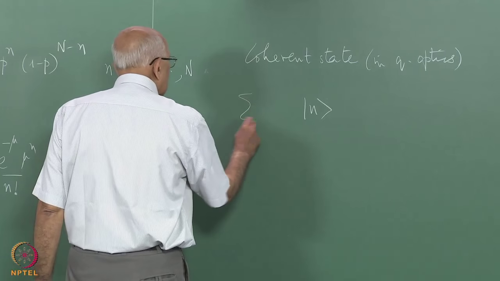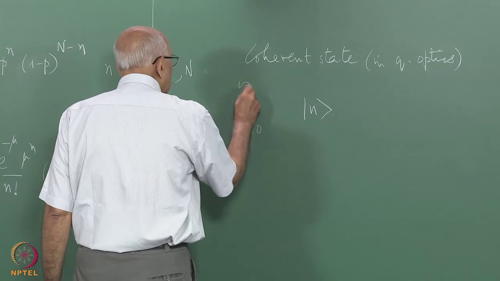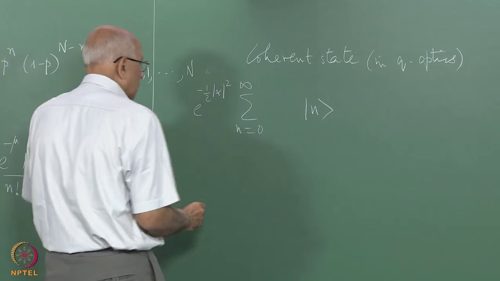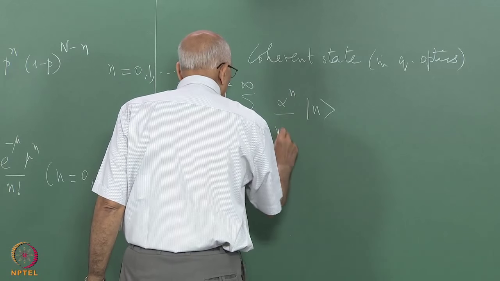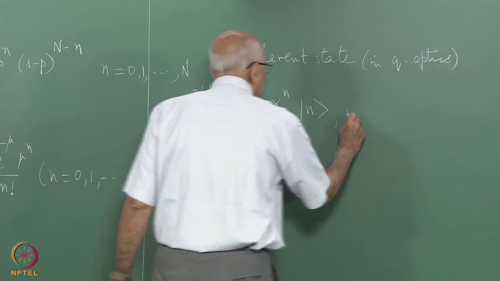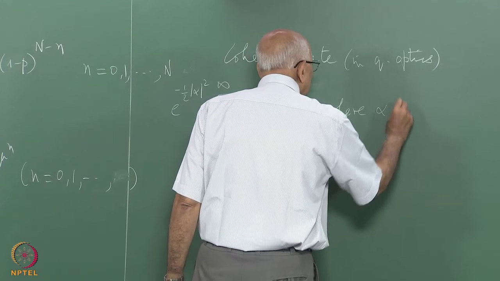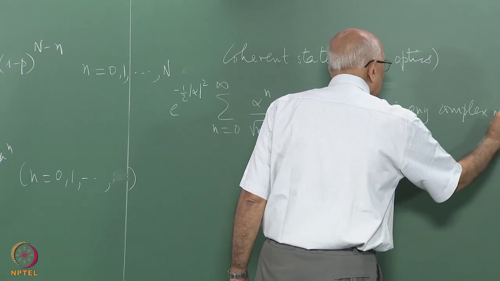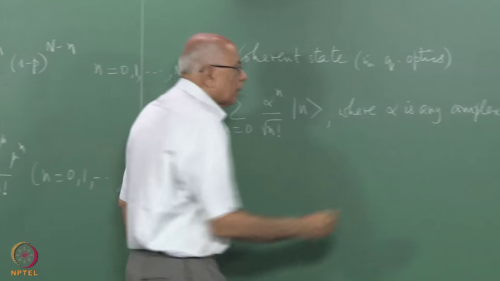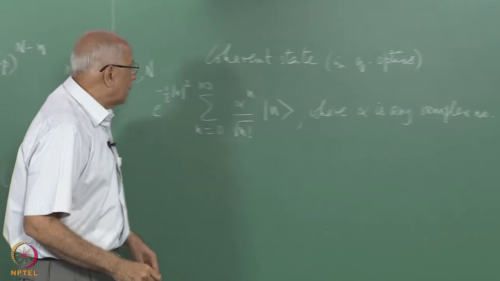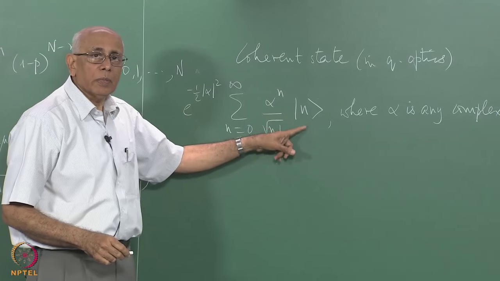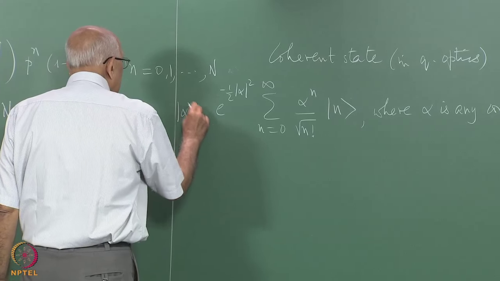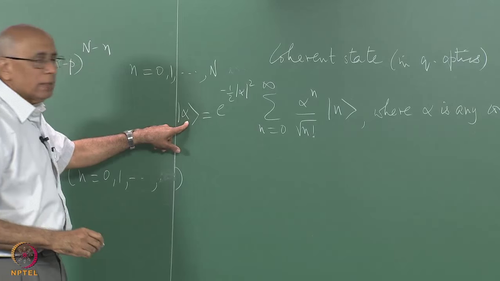And it looks like this. It looks like a summation from n equal to 0 to infinity of e to the minus half modulus alpha squared, alpha to the power n over square root of n factorial, times |n>, where alpha is any complex number. I'll explain what these symbols mean. So you give me an arbitrary complex number alpha of finite modulus, and I construct this superposition of number states, and this state here is denoted by the symbol |alpha>, labeled by this complex number alpha.